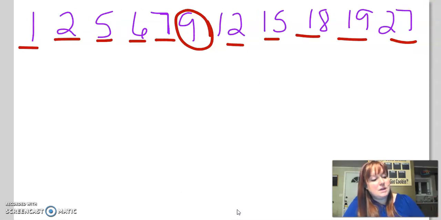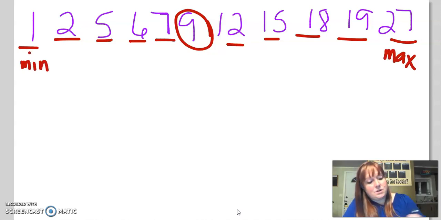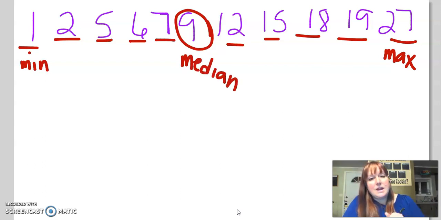So we already know our min, and we already know our max because we have it in order. This is our median. Okay. Now we look for the first quartile and the third quartile.